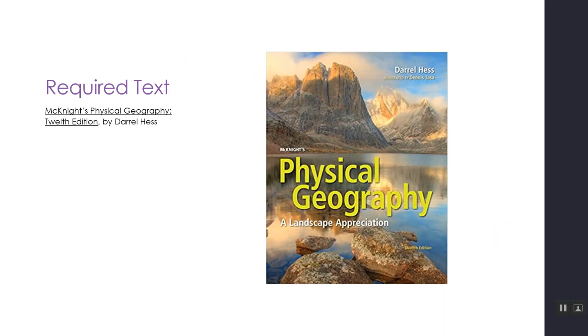Your required text is McKnight's Physical Geography, 12th edition, by Darrell Hess. The 11th edition is just fine and can save you quite a bit of money. Not a ton changed between the 11th and 12th. I'm fine with you using the 11th edition. Also, there's a California edition, which I believe is on the 4th. That is also okay. But generally speaking, the 12th has been around for a little while, so you should be able to find a decently priced one. But the 11th you can get for even less money, and I'm fine with you using that.